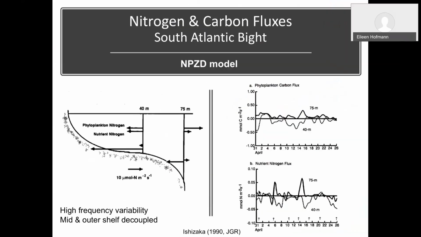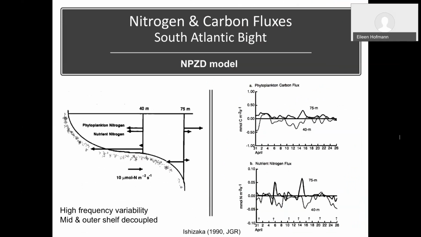All right, so if we go back again to the South Atlantic Bight, this is an example of work done by Joji Shizaka. And what he did is he used that simple little model for the South Atlantic Bight to estimate the carbon and nitrogen fluxes across the 75 and 40 meter isobaths.